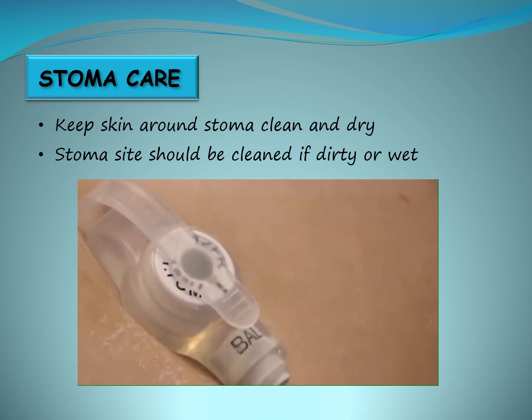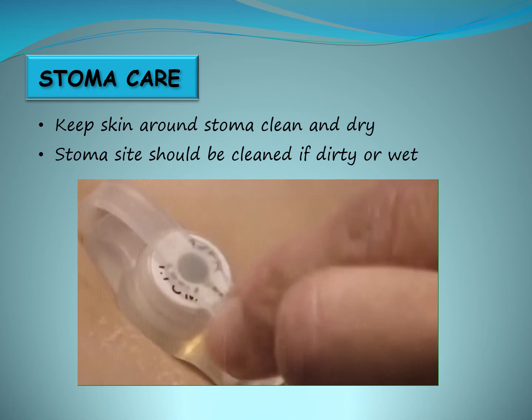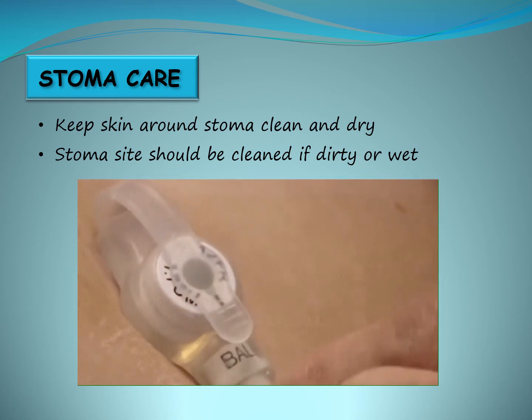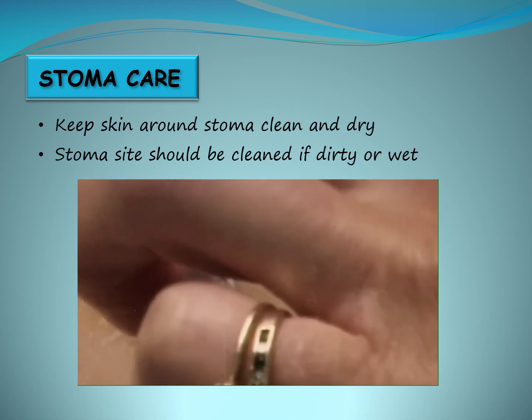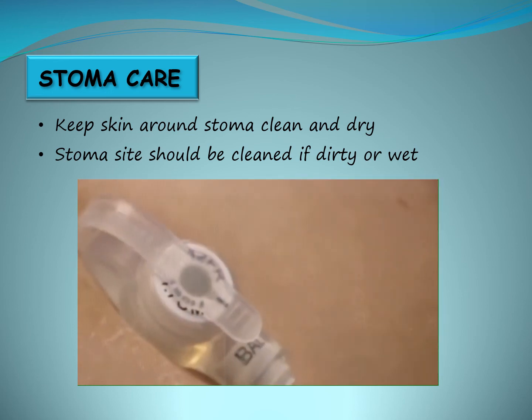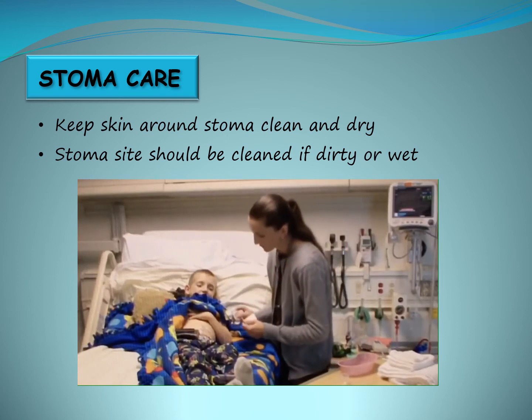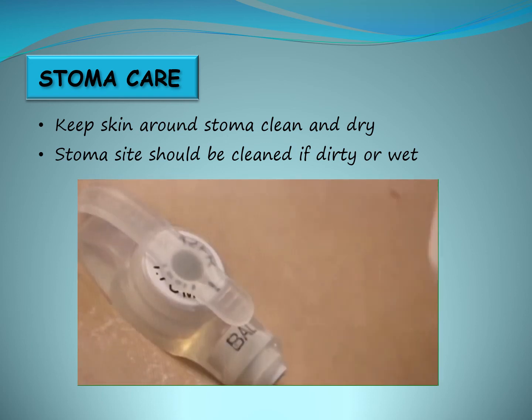Once you remove the dressing, you'll want to look for any redness around the tube. You'll want to move the tube, look at the skin, look for any drainage, any crusting, and look for any excess skin tissue that may have developed at the site. After the dressing has been removed, you'll want to clean the site with warm soap and water.